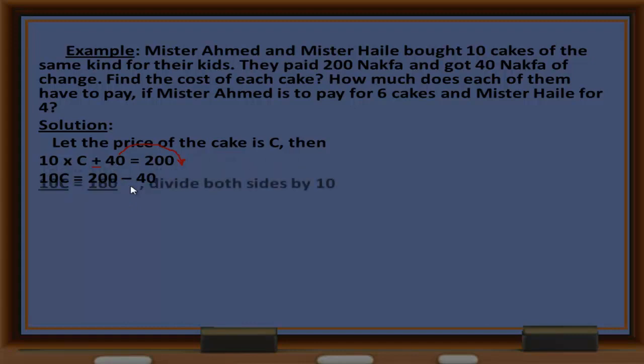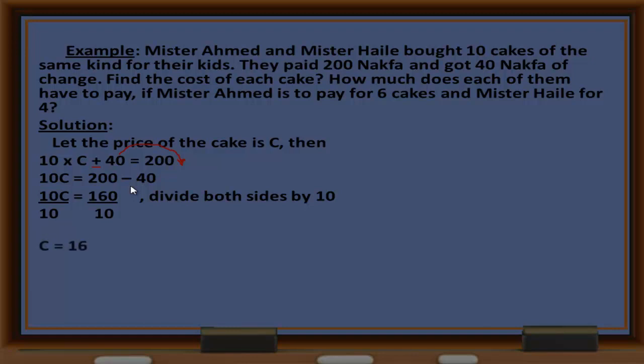Then 10C is equal to 160. 200 minus 40 is 160. Now divide both sides by 10. 10C divided by 10 is C, and 160 divided by 10 is 16. C is equal to 16 nafa. The price of each cake is 16 nafa.